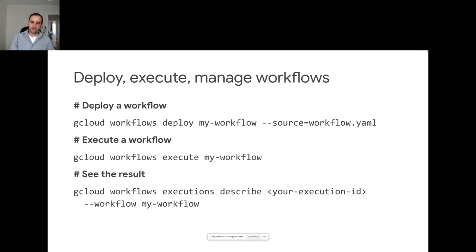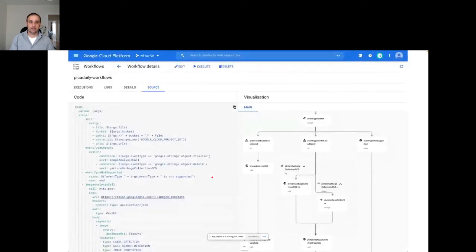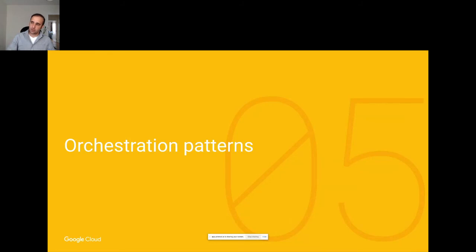And to deploy a workflow, I showed you how to do it from the UI, but you can do it from the command line. So you first deploy your workflow, then you execute it, and then you see the execution by describing it. And then the UI we saw as well. Okay, so hopefully, again, I know it's quick because I don't have that much time, but hopefully that gives you an idea how you can compose an orchestration in an orchestrator like Workflows.